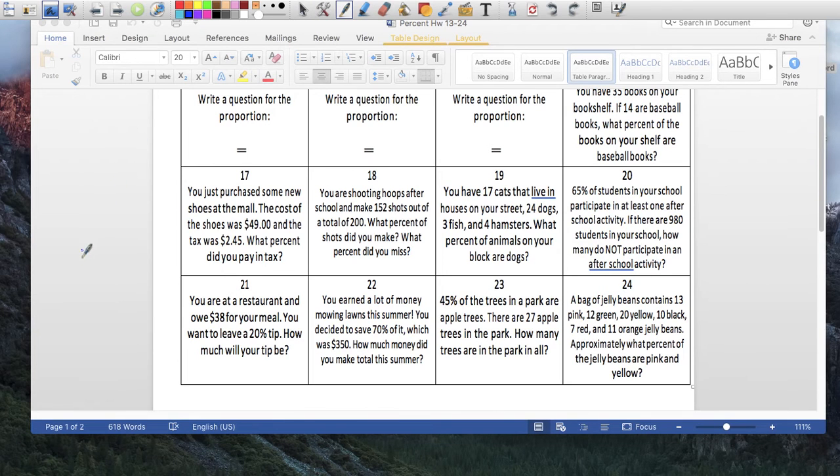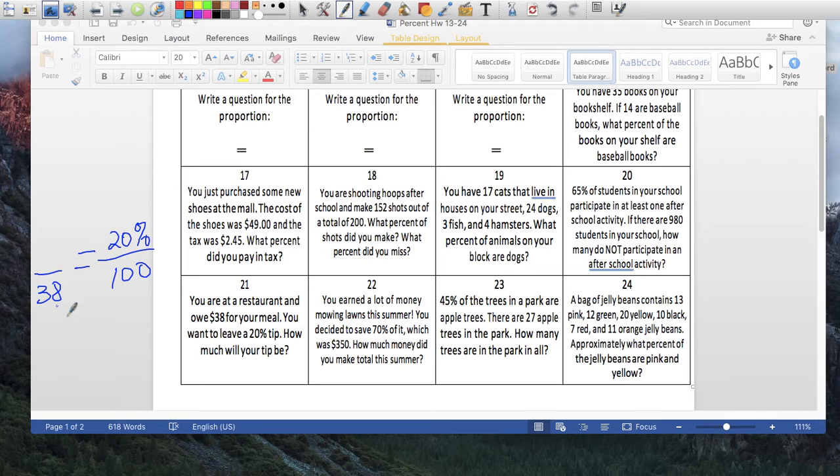You are at a restaurant and owe $38 for your meal. You want to leave a 20% tip. How much will your tip be? Okay, so fair question. 100%, 100. So the total food was $38. You want to leave the waiter a 20% bill out of 38. So what would that be?